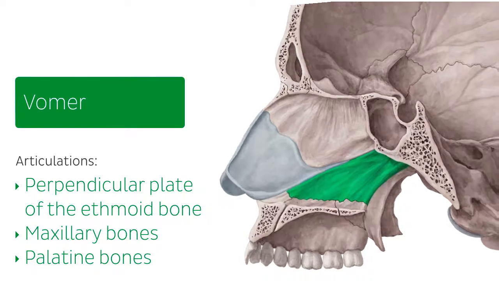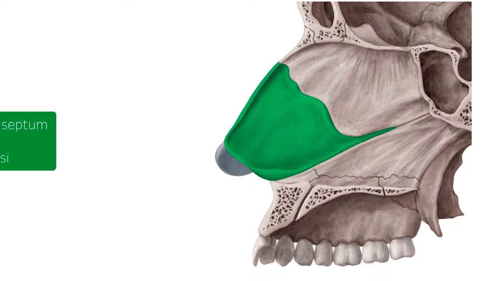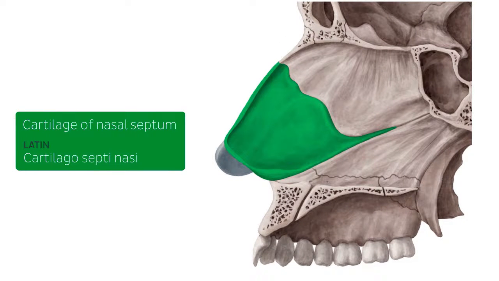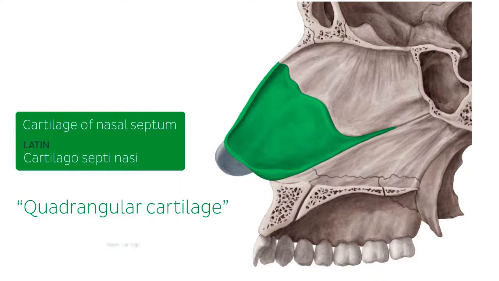The most anterior part of the nasal septum is formed by the cartilage of the nasal septum or the quadrangular cartilage. It is composed of hyaline cartilage and is thicker at its margins. In this image here, we can see how the quadrangular cartilage articulates with the nasal bone superiorly, the perpendicular plate of the ethmoid bone posteriorly, and the vomer and palatine process inferiorly. It is also connected with the medial crura of the greater alar cartilages via fibrous tissue. This cartilage is continuous with the anterior margins of the lateral nasal cartilages.